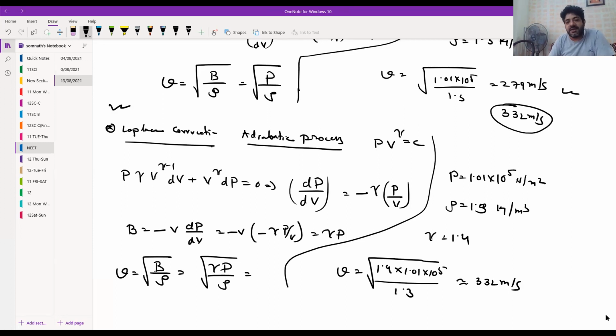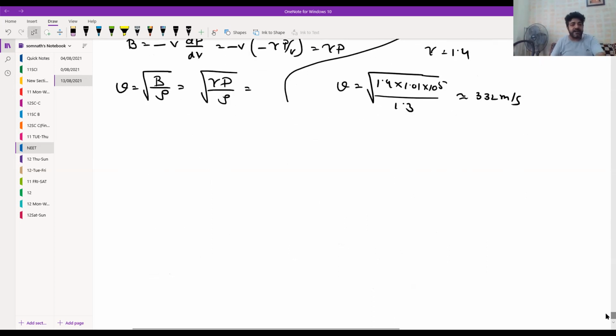Okay, when sound propagates through a gaseous medium, it is an adiabatic process, not isothermal process. Okay, and the velocity of sound is 332 meter per second. अब देखो इस Laplace correction के ऊपर बहुत सारा क्वेश्चंस होता है.